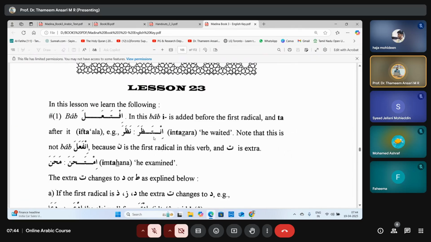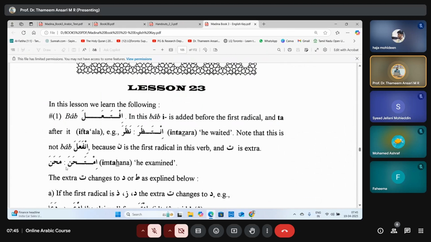Example: nadara, intadara. Nadara, he looked. Intadara, he waited. Note that this is not bab infa'ala because noon, the first radical in this verb, and the ta is extra. So here nadara where noon is the fa radical. You should not get confused, this is not bab infa'ala. It is bab ifta'ala. Okay.